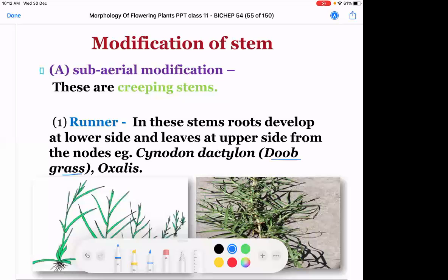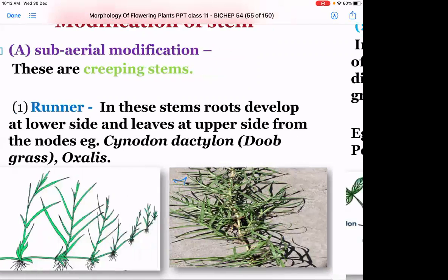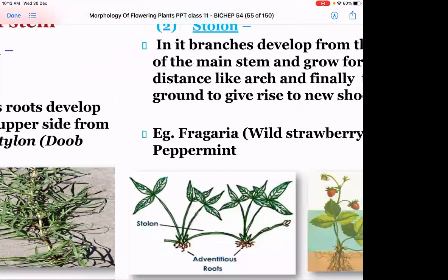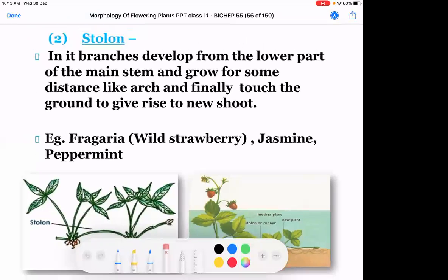So dub grass, that is common grass which is found around us. Cynodon dactylon is its scientific name, and Oxalis, which are these. These are the two examples of this runner kind of stem. Fine. Second subaerial modification is stolon.